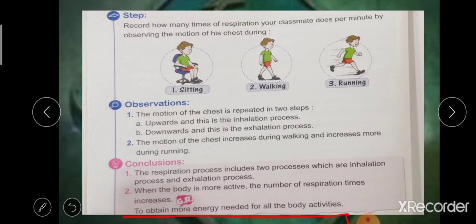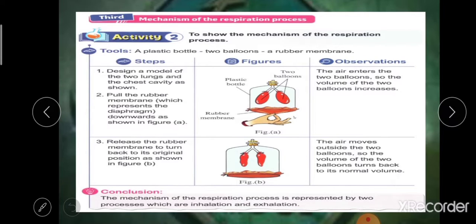Okay? Also, you noted that the respiration process includes two processes. Inhalation, where the rib cage moves upwards, and exhalation, where the rib cage moves downwards. To know the mechanism of respiration, or how respiration takes place, first we do an activity. First, we design this model. In this model, we use a bottle to represent the rib cage, the two balloons represent the lungs, and the rubber membrane represents the diaphragm muscle.